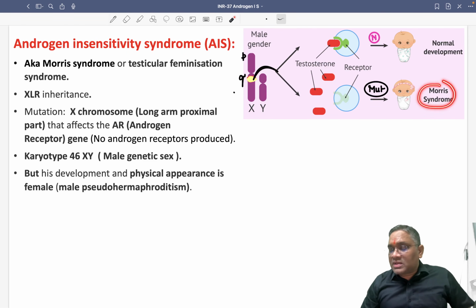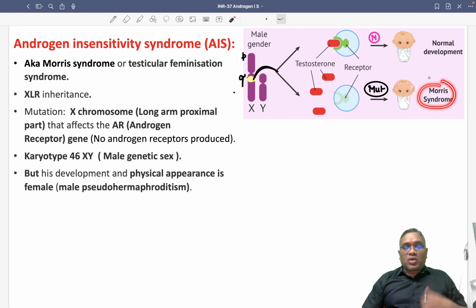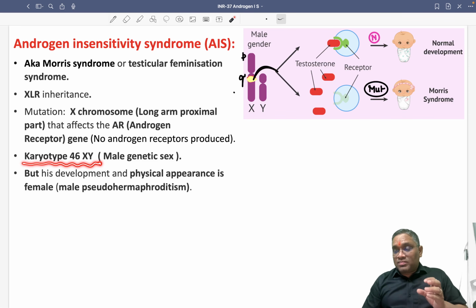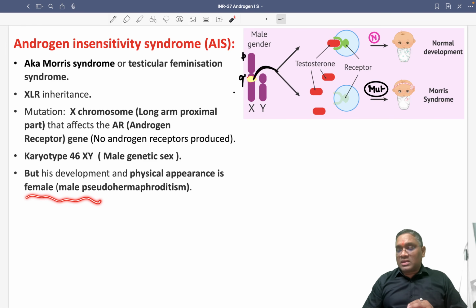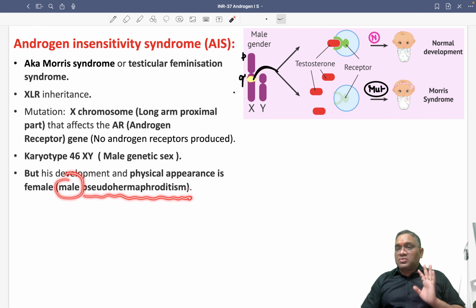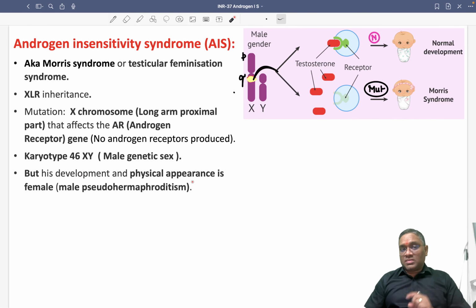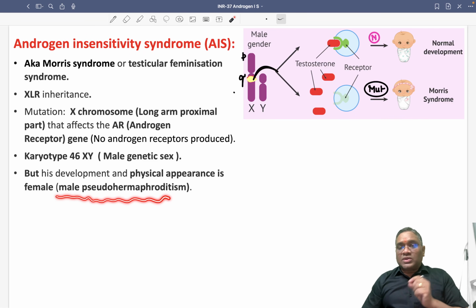So as a result, we will see the Morris syndrome or testicular feminization syndrome. What is characteristic of this syndrome? If you look at the karyotyping, they will be having 46XY. Means they have male genetic sex, right? 46XY, male genetic makeup. But when you are seeing their development and physical appearance, they will be like a female. So that is why this is also called male pseudohermaphroditism, right? So androgen insensitivity syndrome, testicular feminization syndrome, or also known as male pseudohermaphroditism.